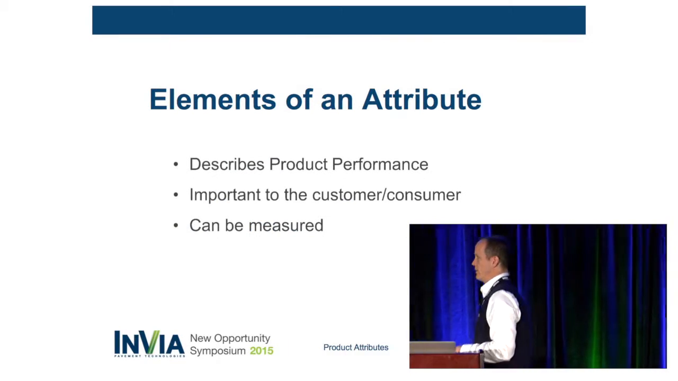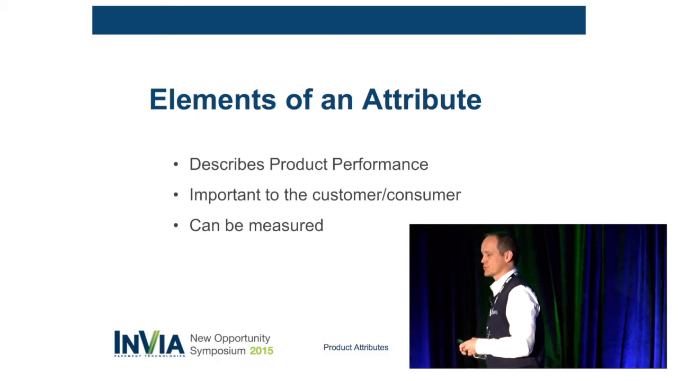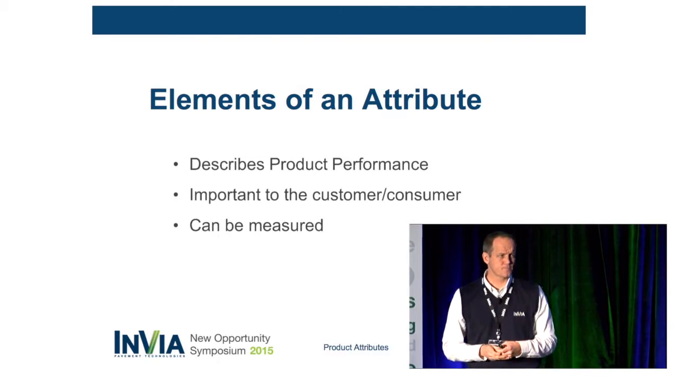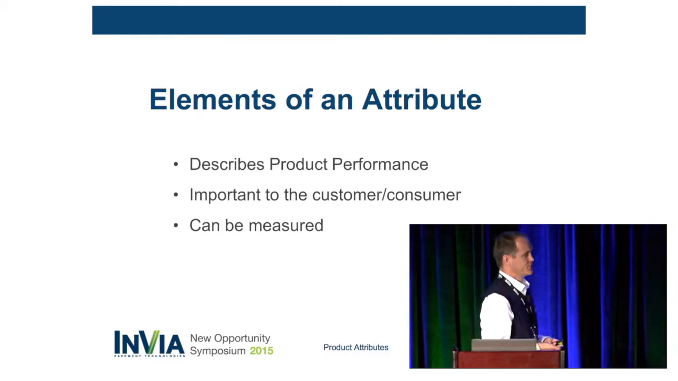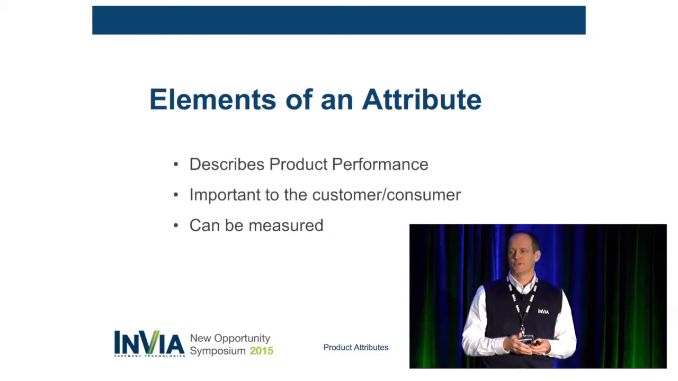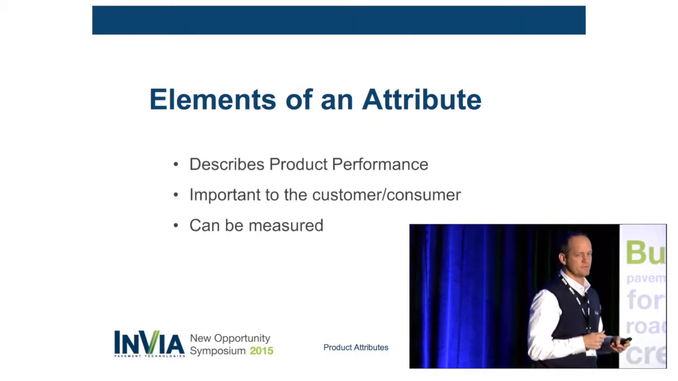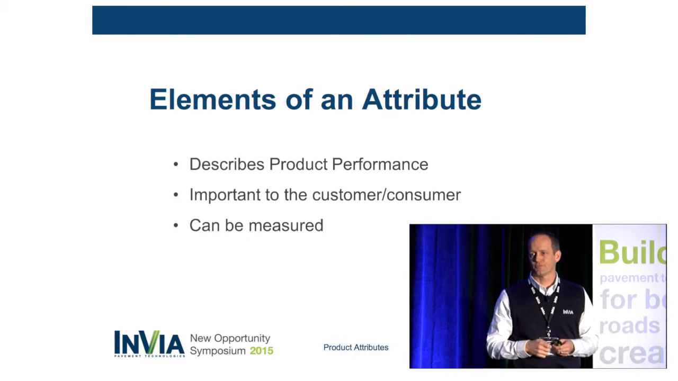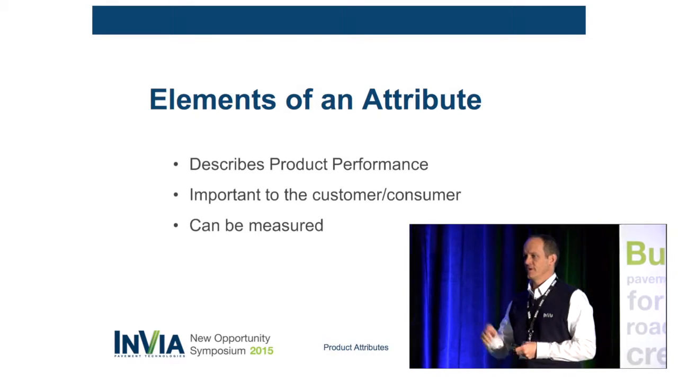So what is an attribute? Well, it ought to have 3 elements. Number 1, it ought to describe product performance. Number 2, it ought to be of some value to the customer or the consumer. And number 3, as I mentioned before, you got to be able to measure it. So we're going to jump into the attributes that we've decided are important for the sealer, and we're going to walk you through the attribute, the test we use, and then how we measure that.